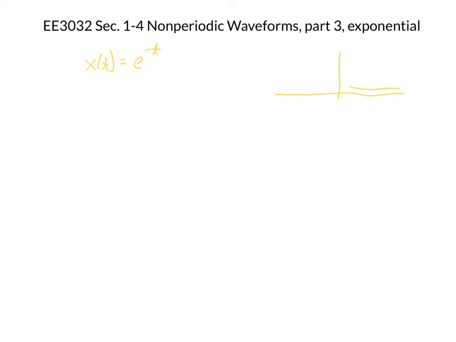So e to the minus t would look like this, and it would go off toward infinity, having a value of 1 at 0. Now, we don't often like to deal with infinite signals, so what we want to do very often is talk about an exponential decaying starting at some point in time. So if I want to start at 0 and get rid of what's going on here, I would want to multiply this by 0, but I want to keep what happens after time 0. So I want to multiply that by 1.